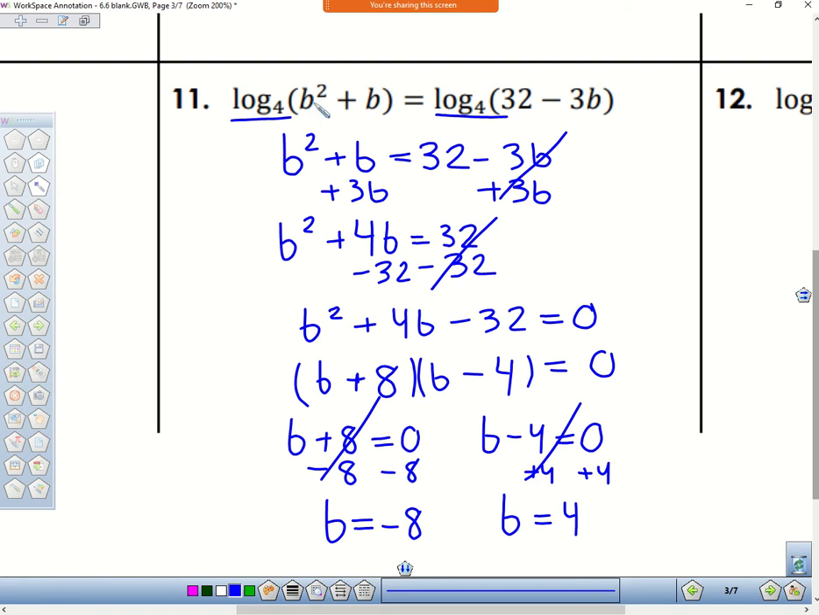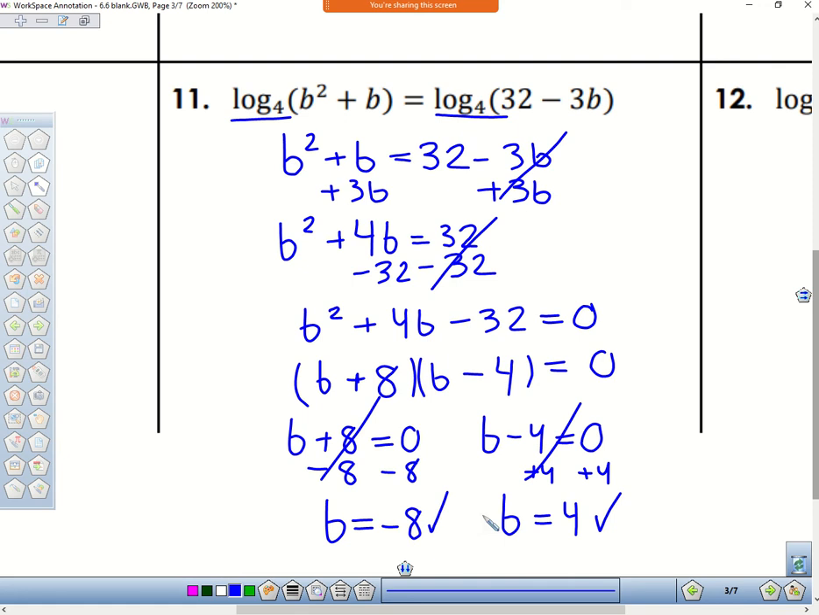So if I plug in negative 8, negative 8 times negative 8 is 64, plus negative 8, or minus 8, that's okay. So this one looks good. And if we plug in 4, we're not going to get a negative either, so both of these answers actually check out. Both of these answers check out, so they're both your answer here.